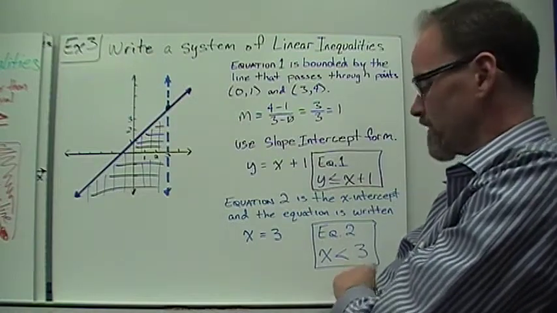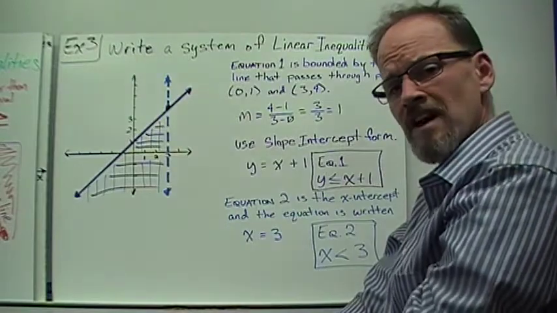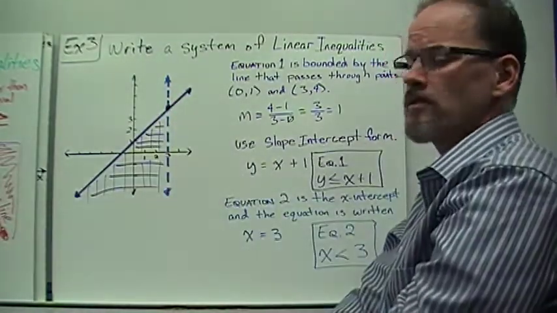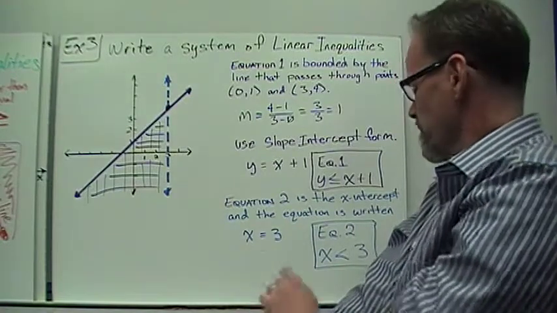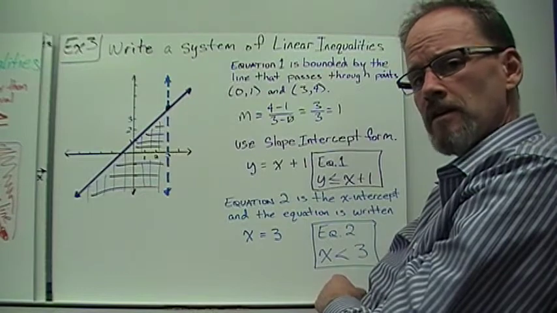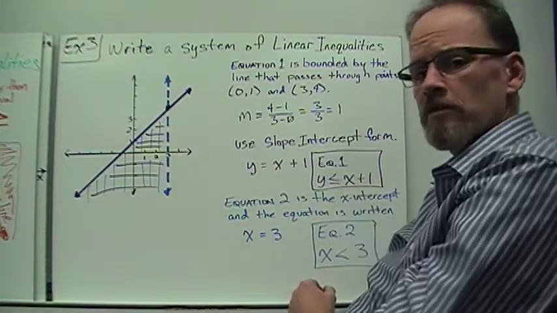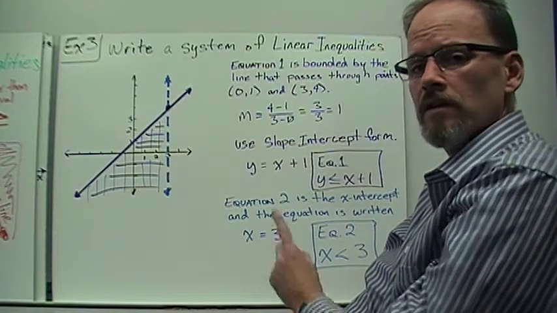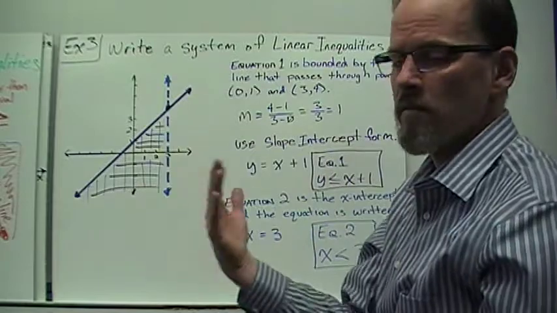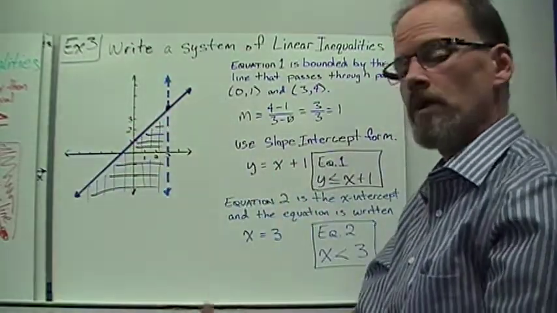How do I know it doesn't have an equal sign? It's because it's a dotted line, which means it does not really include 3. However, we have to show it up to 3. X less than 3 is inequality number 2. And y less than or equal to x plus 1 is inequality number 1. So these two inequalities, we went backwards, basically looking at this, and now we can go either way.